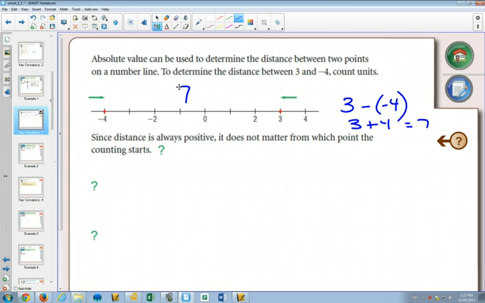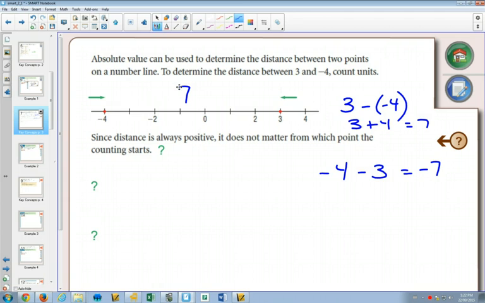And that's where the absolute value comes in. Because if you didn't know which was the bigger one, I mean, it's obvious that 3 is bigger than negative 4, but if you just wanted to do it quickly and you did it the opposite way, if you did negative 4 minus 3, you would get negative 7. But we still know that the distance between them is positive 7.